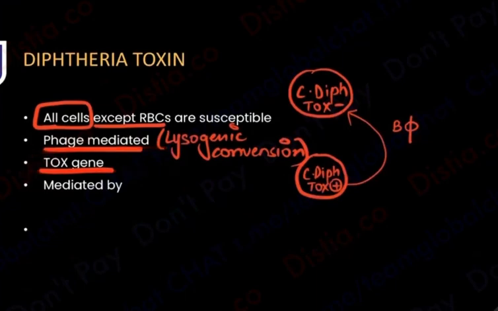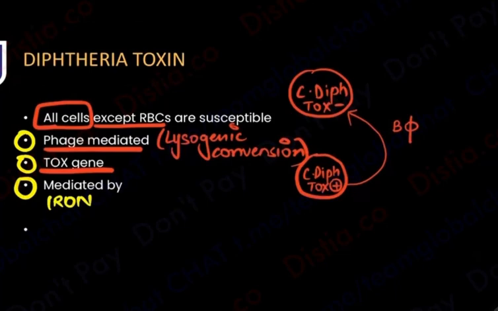So number one, who determines? The tox gene determines. Who transmits? Bacteriophage transmits. Is it also mediated by the levels of something? Yes, it is also mediated by iron. So does iron have a role in the toxin production or no production? Yes, it does. Iron has a very, very important role out here.